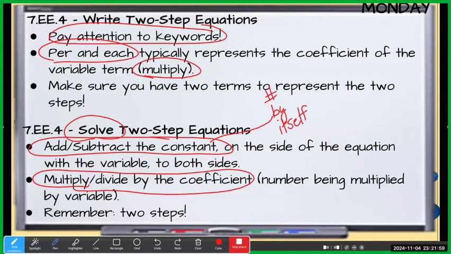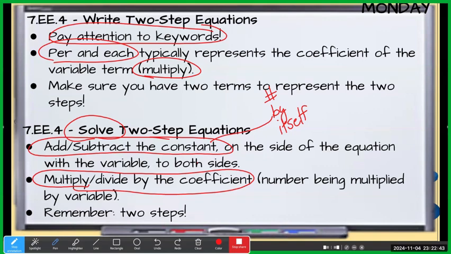The coefficient we just said is the number that's with the what? The more I say it, the more it starts to stick. So the constant is the number that's by itself, and the coefficient is the number that's with the variable. So we only got 2 steps, what's the first step? Add or subtract the constant, that's the number that is by itself. I ain't looking at nothing else without looking first at the number by itself. Whatever number is by itself. What's the second step?